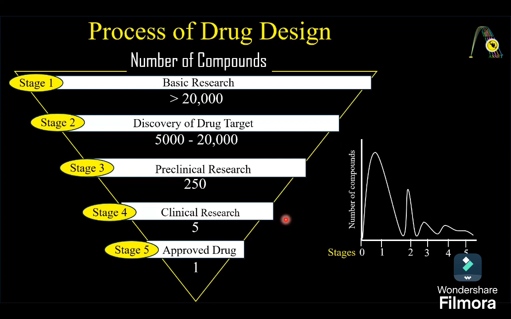And then your stage five, like before drug approval by the FDA, right? You look at more like unseen side effects that you would have otherwise missed, right? So you determine long-term effects and such. And then you might eventually end up approving just one of these compounds that you initially started with 20,000 compounds. By the end of it, you only have one that is actually approved for use.